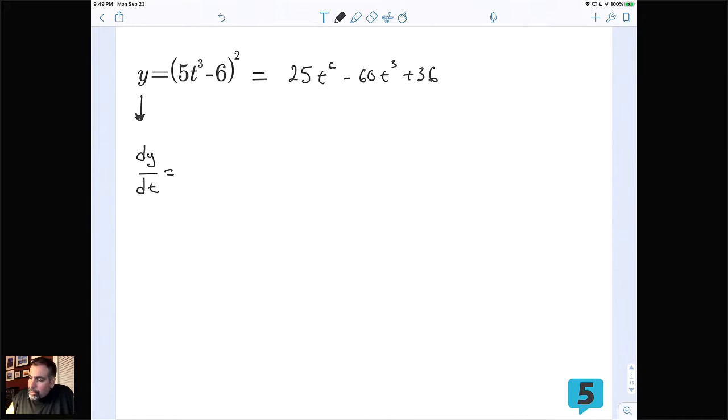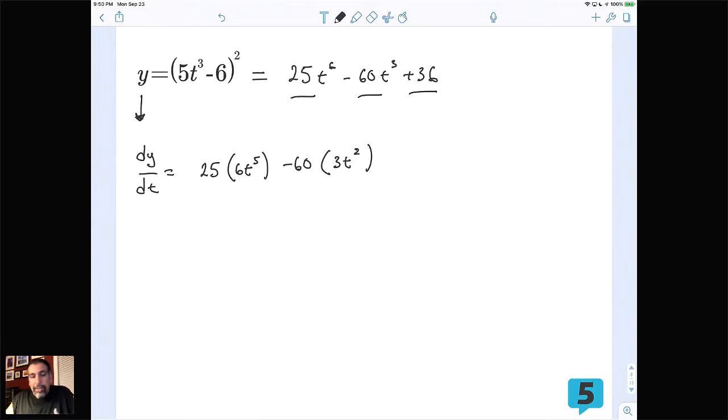And now we're going to go term by term over here. Free ride rules in effect. So we're going to do a 25 free ride. The derivative of t to the 6th, 6t to the 5th. Negative 60 is going to get that free ride. We're going to do 3t squared. And then we get to the derivative of 36. That's a constant term. The derivative of a constant term is always going to be 0.